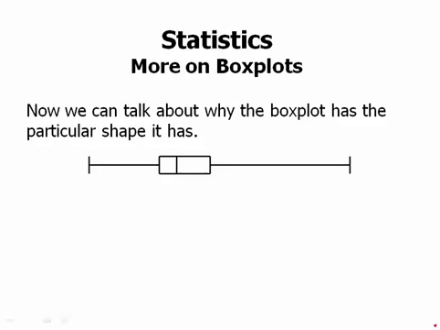So in the last video, we talked about the basics of the box plot. The box plot shows in visual form those 5 important numbers: the minimum, the first quartile, the median, the third quartile, and the maximum. Now we can talk about why the box plot has that particular shape.